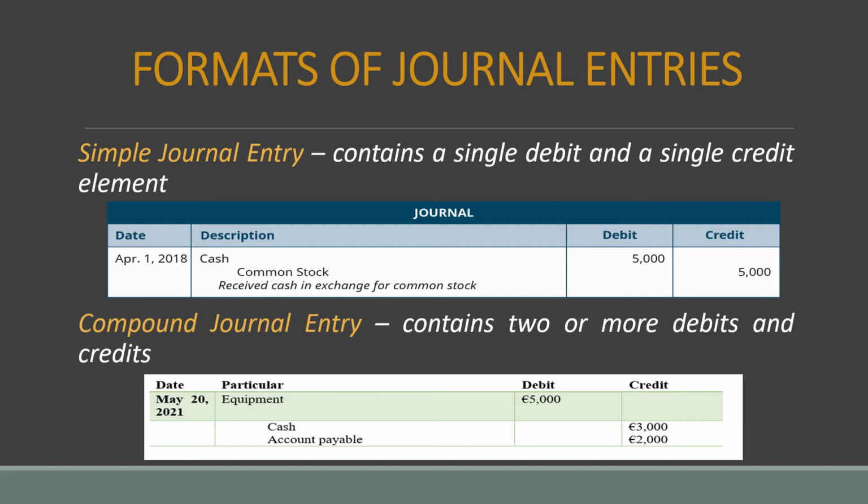So, yung compound journal entry naman, kaya natin siya tinawag na compound journal entry kasi it contains 2 or more debits and credits. So, as you can see on the example, may isang debit na entry. And then, merong dalawang credit accounts that is affected. So, pwede ding 2 or more debit accounts yung affected and then 1 credit account. Basta make sure that the total debit of your journal entries and the total credit of your journal entries is always equal. Okay?